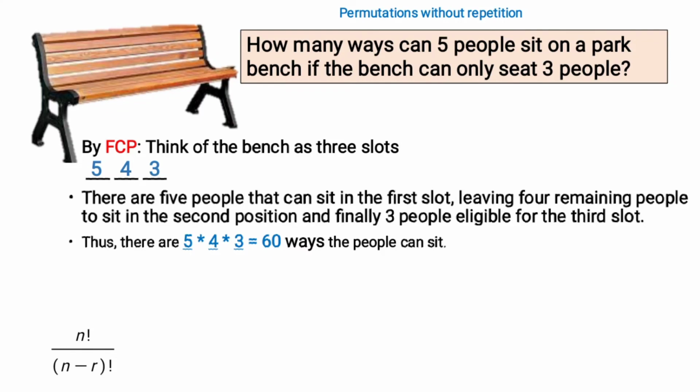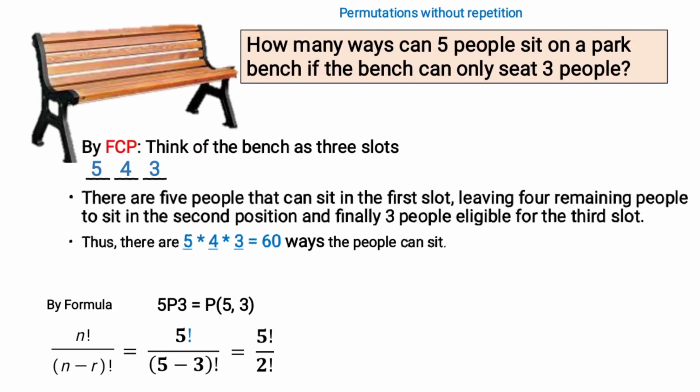Now let's try it by formula. 5P3 is equals to P(5,3). And again, we'll use the formula n factorial over quantity n minus r factorial, which will leave us with 5 factorial over quantity 5 minus 3 factorial, which is equals to 5 factorial over 2 factorial. And then we'll expand the numerator and denominator. So we will get 5 times 4 times 3 times 2 times 1 over 2 times 1. And then we'll cancel out 2 and 1. So the answer will be 60 ways.